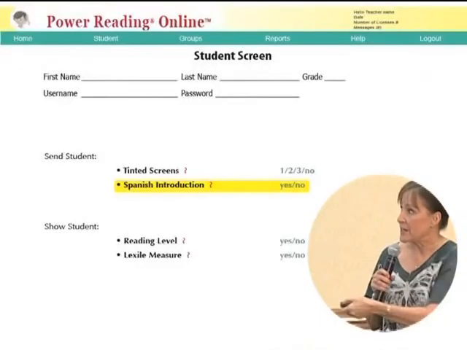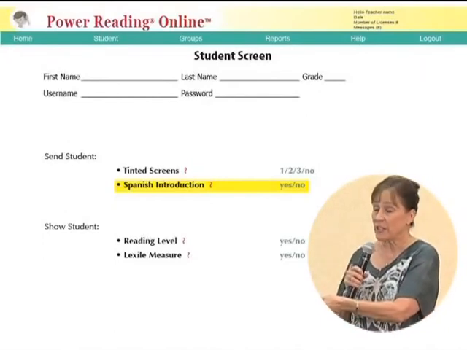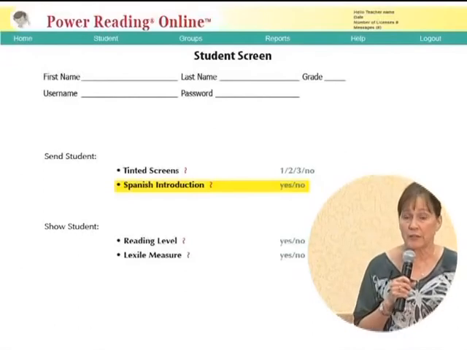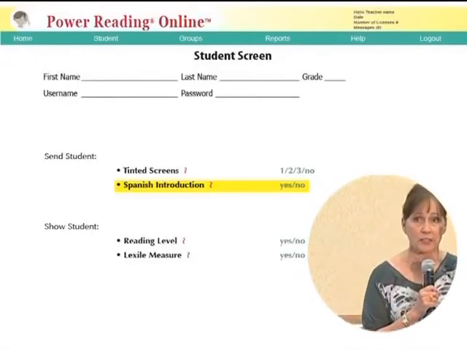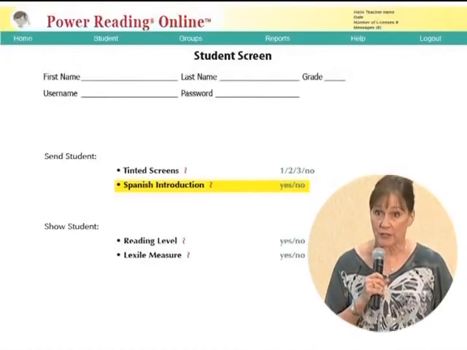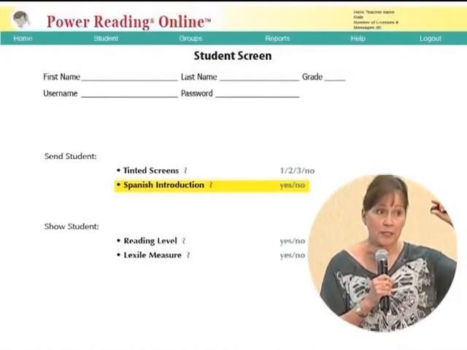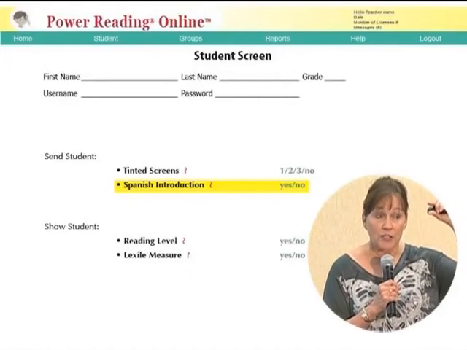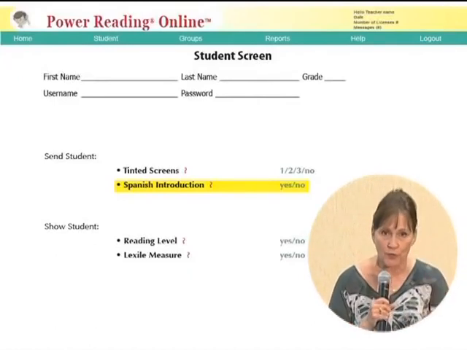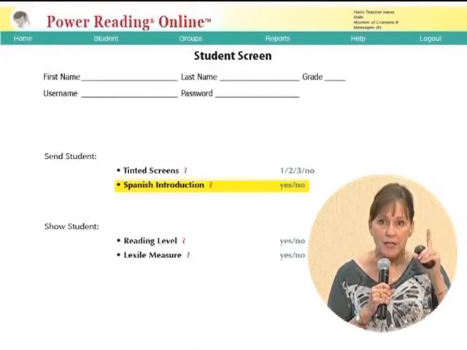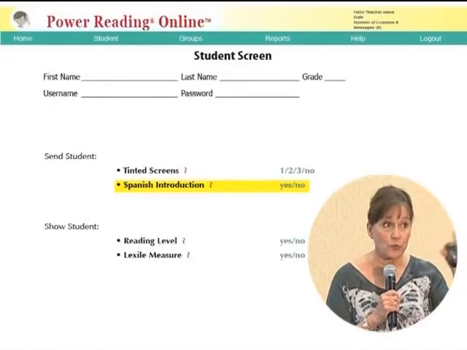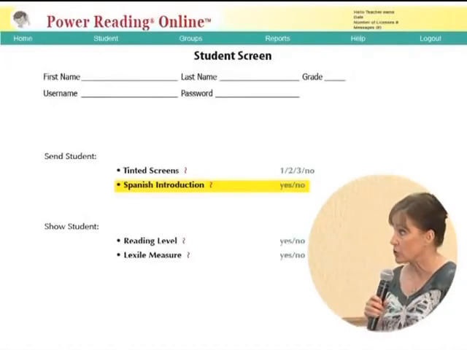Now, the next thing you have to decide is, do you want a Spanish introduction for your child? If you have any ELL students, oftentimes they will sit down and listen to an introduction in English, they read a story in English, and they don't have a clue what's going on in that story. So we do have the ability to have Spanish introductions. So if you want the child to listen to a Spanish introduction that will tell them a little bit about what the story's about, and then they continue to read in English, but at least they have that introduction. So you would decide yes or no to send them the Spanish introduction.